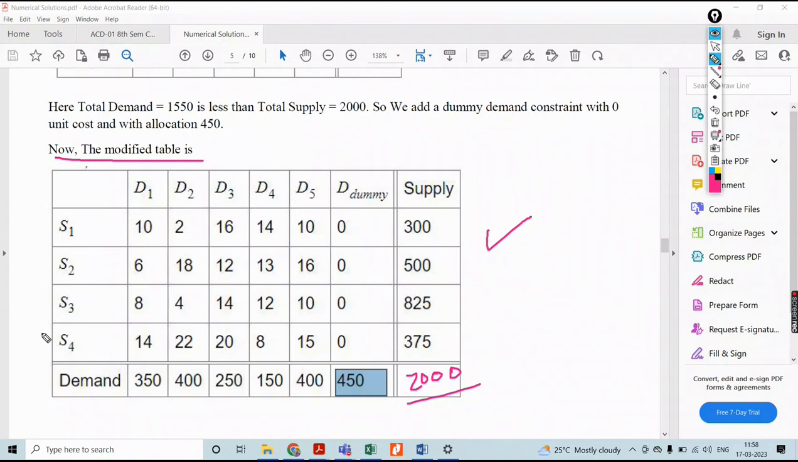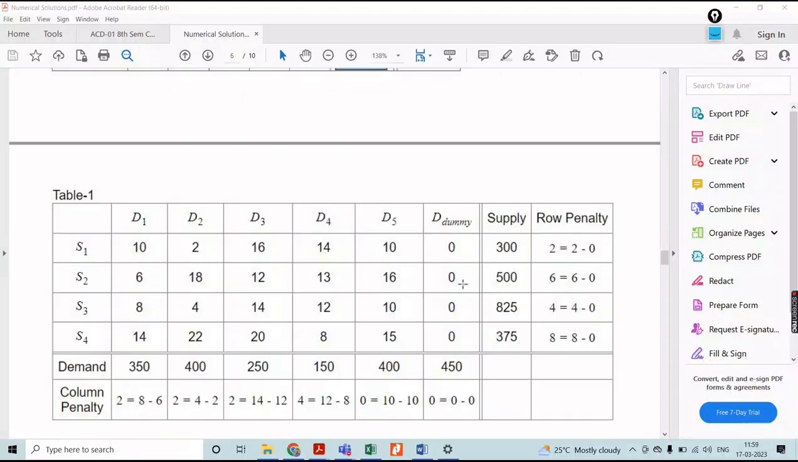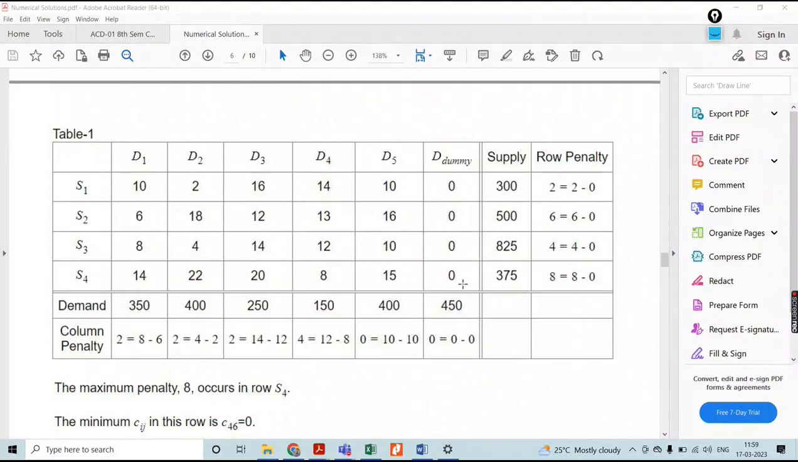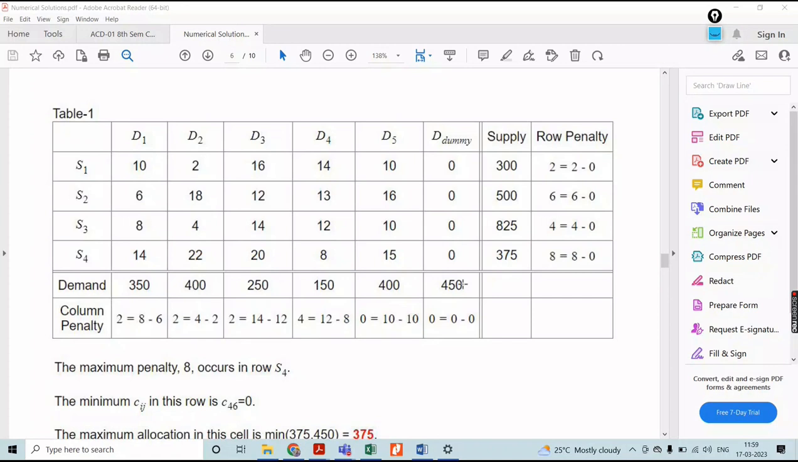If it is with respect to the row, you can add a dummy column. To match, the sum of supply and the demand both should be equal. Keep this in mind. Don't forget it at all. What I'm writing on the screen is visible? Raise your hand. Okay, thank you. Stop your hands.